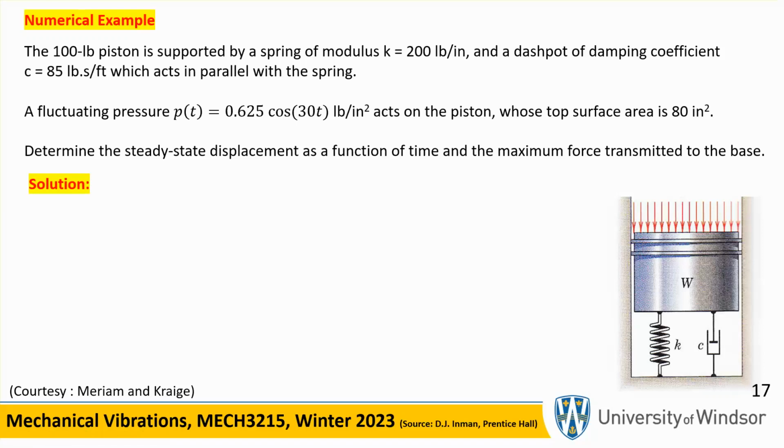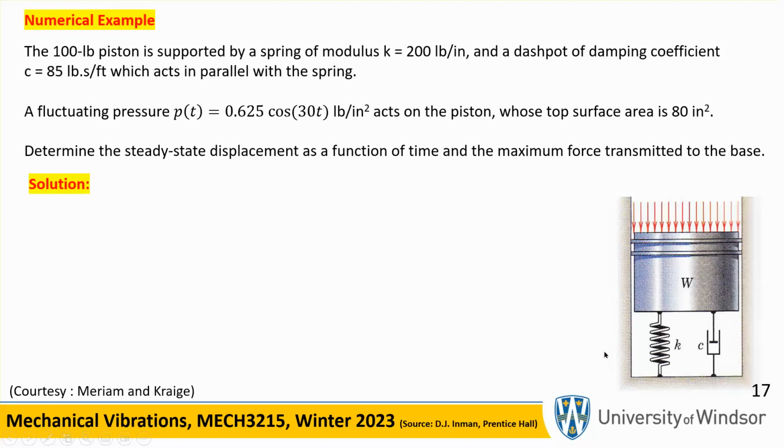So we have a piston here, 100 pounds. This is not the mass, this is the weight, okay? It is supported by a spring here and by a damper, dashpot. The value of C is given, K is given, and obviously they're parallel to it, okay? And we are to find the steady state displacement as a function of time and the maximum force transmitted to the base. Now, a few things I want to say about this.